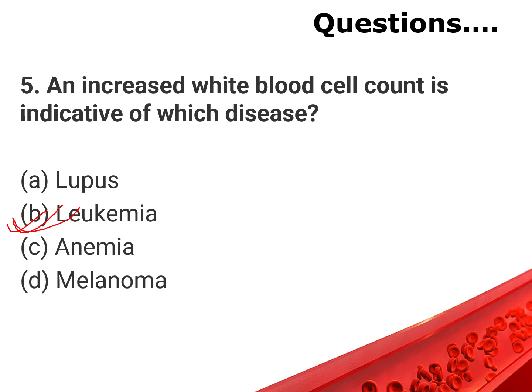Anemia. Anemia is the condition in which there is a low red blood cell count, while the white blood cell count will not be directly affected by anemia. Next is melanoma. Melanoma is a kind of skin cancer, so it will not directly affect white blood cell levels. Okay, so the answer will be leukemia. Leukemia itself is a cancer of white blood cells. So as you can see, leukemia will cause increased levels of WBC.